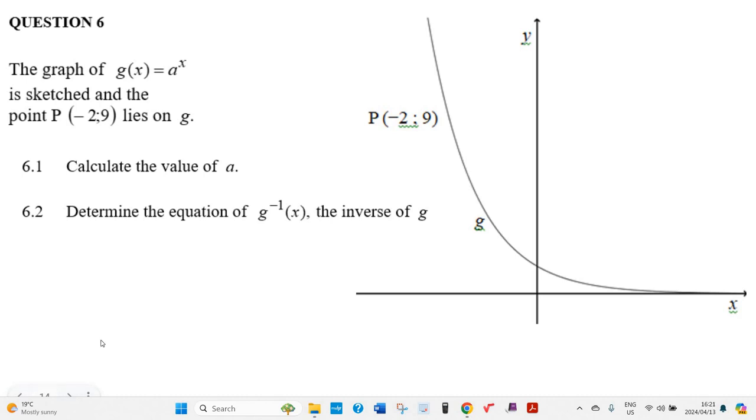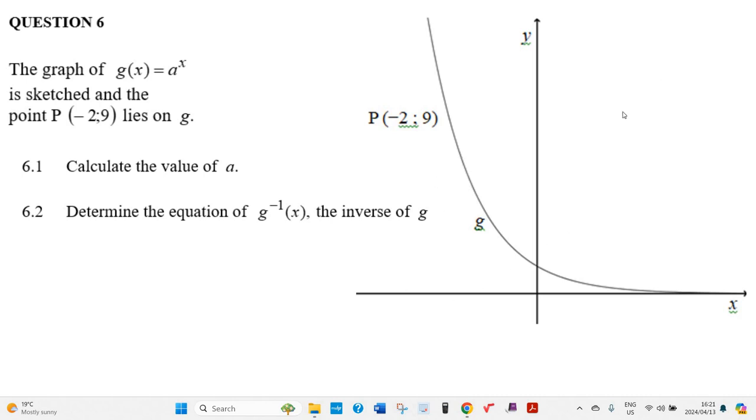Okay, let's try this exponential and inverse question and see how we can do on it. It says here the graph of g of x equals a to the x is sketched. So this is g of x. Hey, it's going backwards. If you knew your stuff, this is going to be a fraction. When it goes off backwards like this, it's the shape of an exponential graph like this.